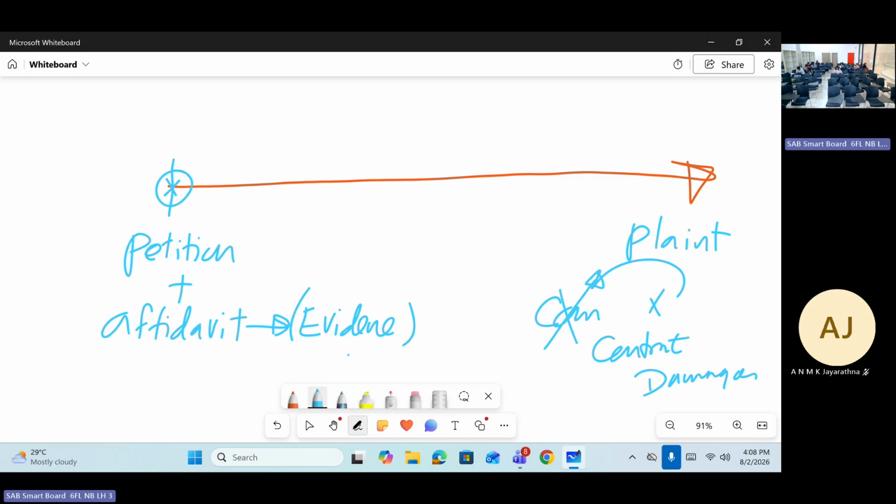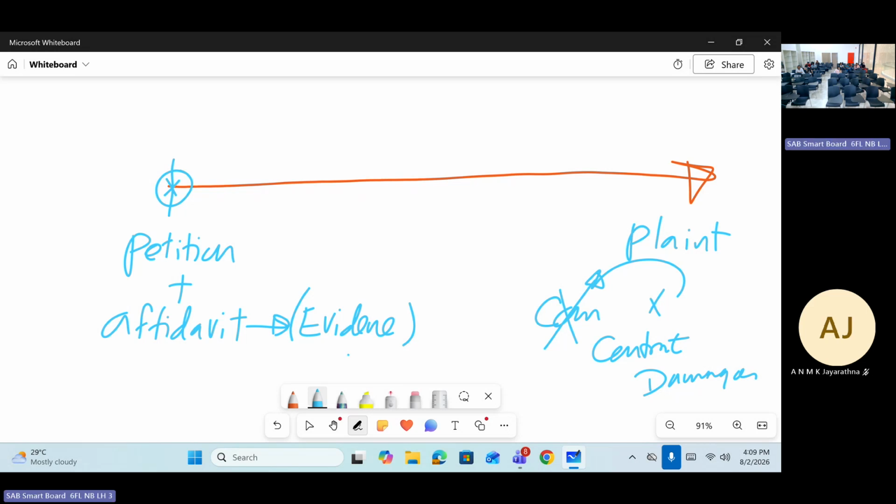But here, what happened? Along with the petition, the petitioner must file an affidavit. The court can make suitable orders. We will consider what orders are made by the court once the petition is filed.